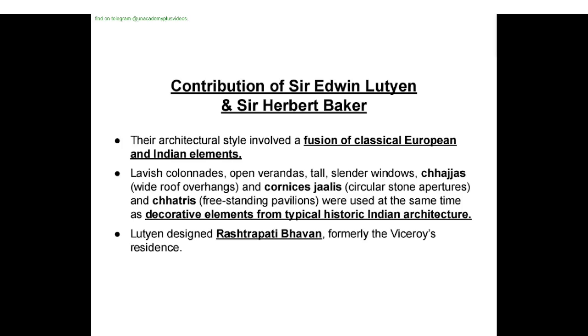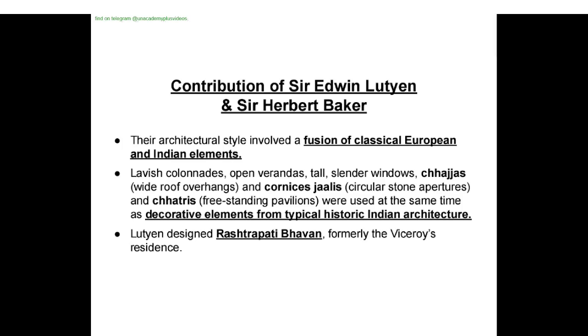Contribution of Sir Edwin Lutyens and Sir Herbert Baker. Fusion of classical European and Indian elements. Lavish colonnades, open verandas, tall, slender windows, chhajjas, wide roof overhangs and cornices, jalis, circular cone apertures, and chhatris, freestanding pavilions were used at the same time. The decorative elements were from typical historic Indian architecture.